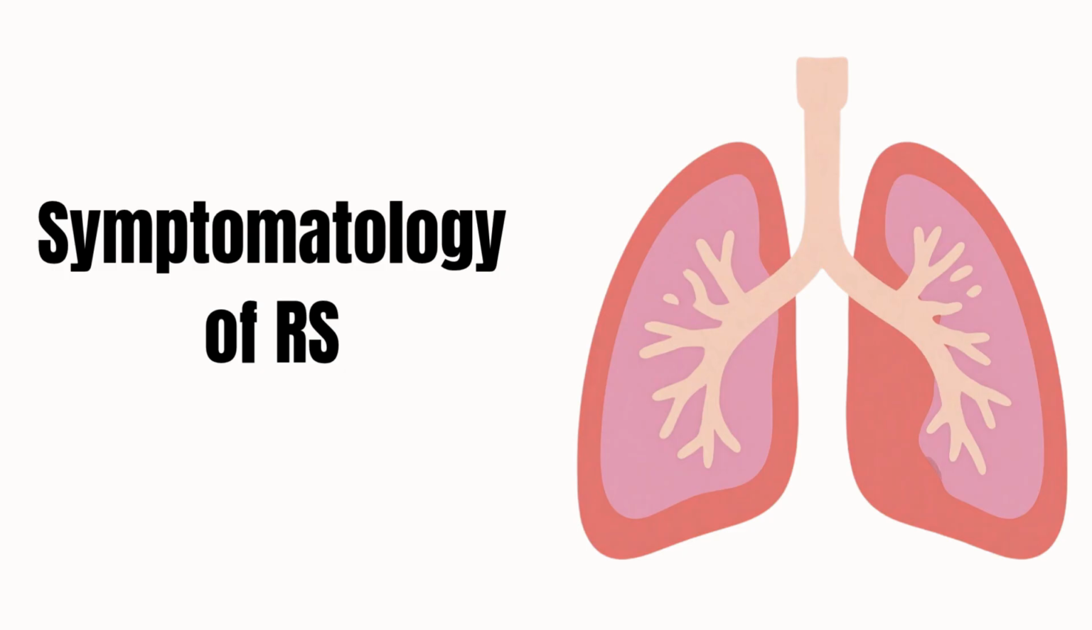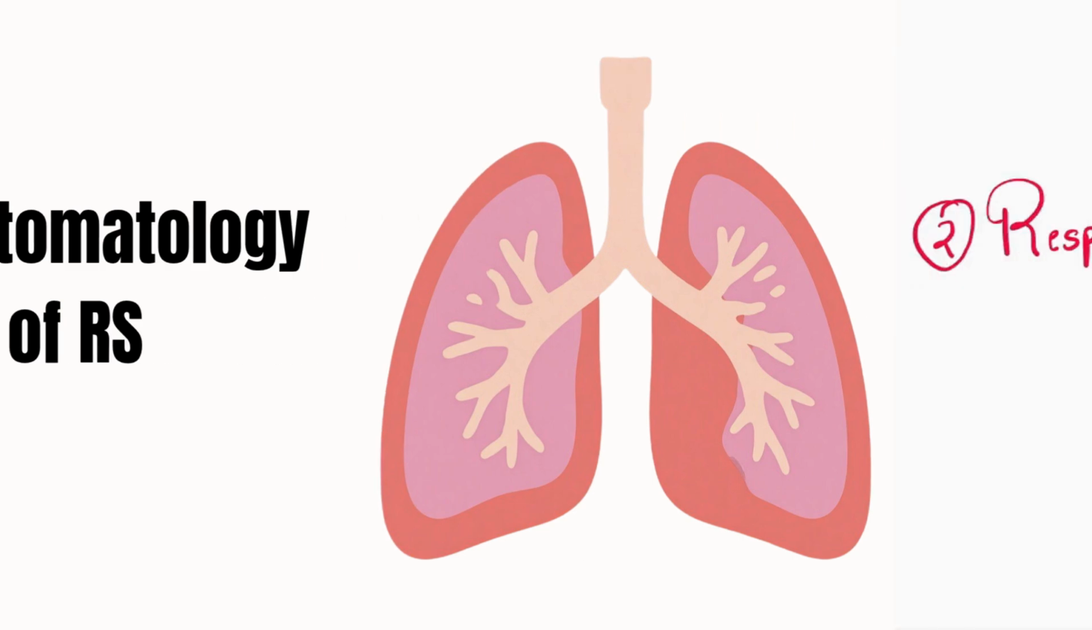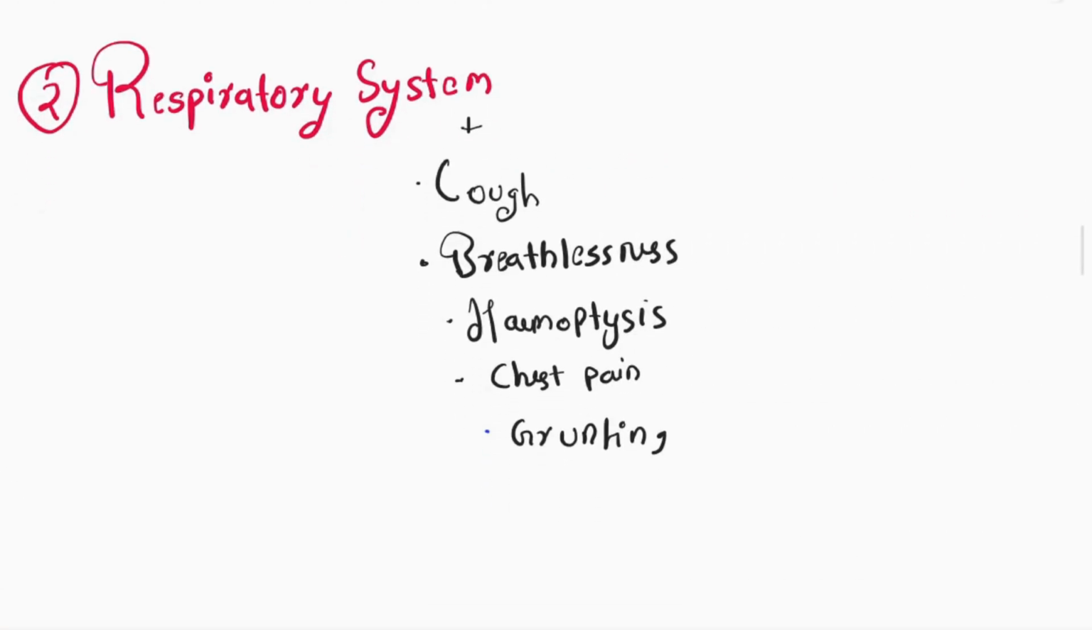Let us study about the symptomatology of the respiratory system. So, respiratory system, we have these features: cough, breathlessness, hemoptysis, chest pain, and grunting. Some of these features we did see in the cardiovascular system too. So, how do we differentiate whether these symptoms are because of a respiratory problem or a cardiovascular problem? This is the whole point of HOPI.